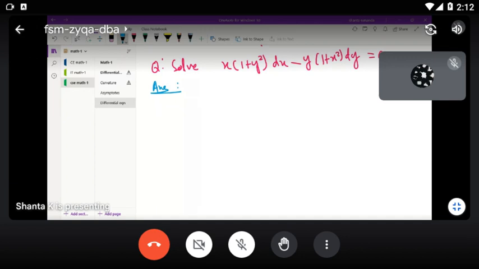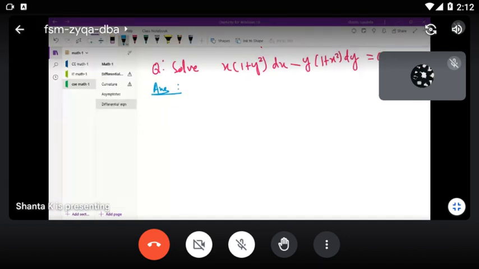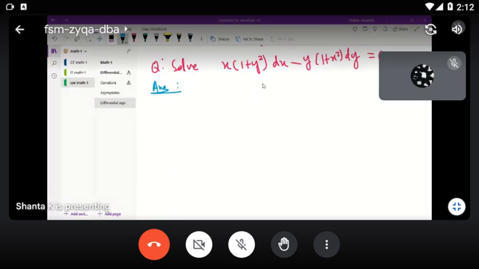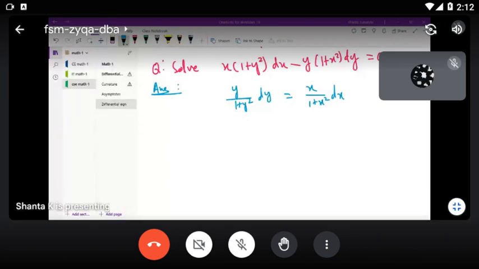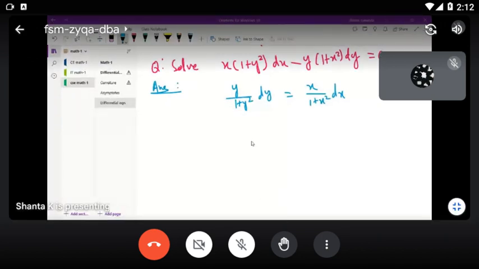You can separate the variables on both sides. So here, what we can do? Take the (1 plus y square) to the other side, so we get x upon (1 plus x square) dx equals y upon (1 plus y square) dy. Now how will we get the solution? We will integrate y dy by (1 plus y square).